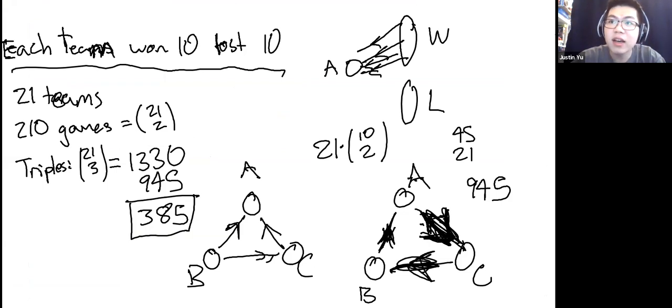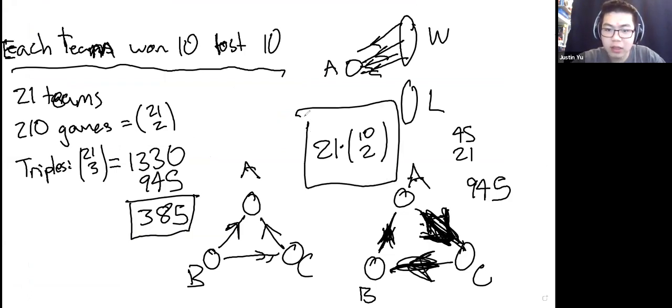Where did the 945 come from? Great question. That is this product: 21 times 10 choose 2. The 21 is the number of ways to pick your clear winner. The 10 choose 2 is to pick the teams that it beats.